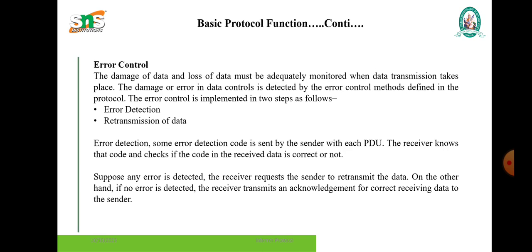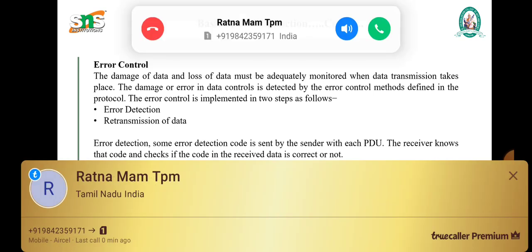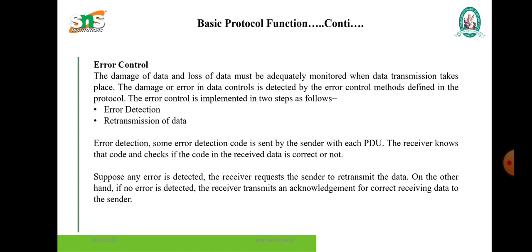Error control. The damage of data and loss of data must be adequately monitored when the data transmission takes place. The damage or error in data is detected by the error control methods defined in the protocols. The error control is implemented in two different steps, that is error detection and retransmission of data.